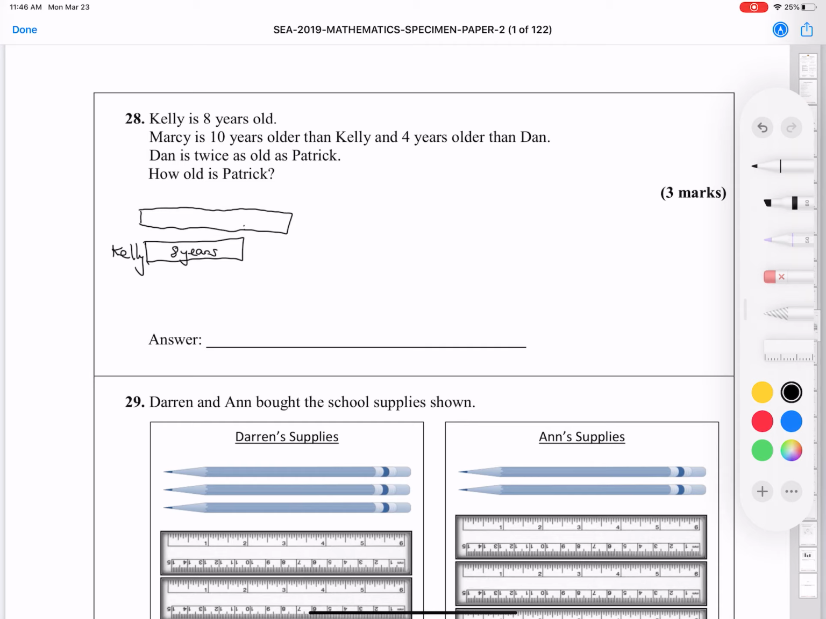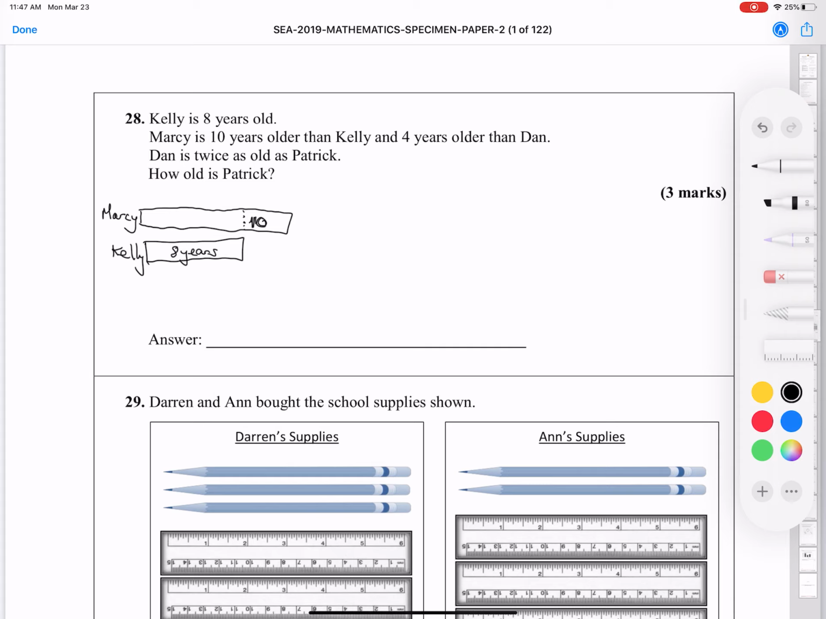So, had it not been for the 10 years, then Marcy and Kelly would have been same age, but unfortunately, Marcy is 10 more than Kelly, so the bar represents 10 more than Kelly. And 4 years older than Dan. Who's 4 years older than Dan? Is it Kelly or is it Marcy? Marcy is 10 years older than Kelly and 4 years older than Dan. Marcy is 4 years older than Dan.